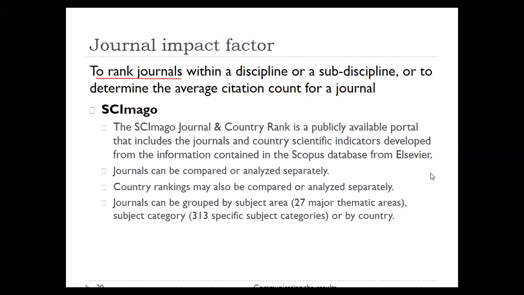Similar to the JCR, it covers the Scopus database, and in the earlier case, it was covering the Web of Science database, right? Journals can be compared and analyzed separately using this. Country ranking is also possible. Journals are grouped into 27 major thematic areas and 313 specific subject categories, and also by country. It means journal ranking by research area is given, and the overall general ranking is also given. So all this is done by SCImago.